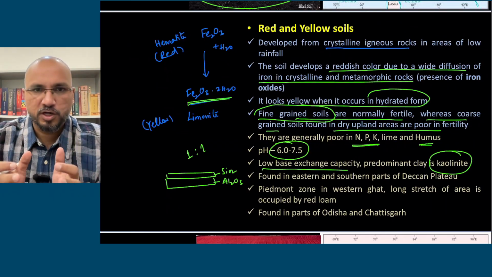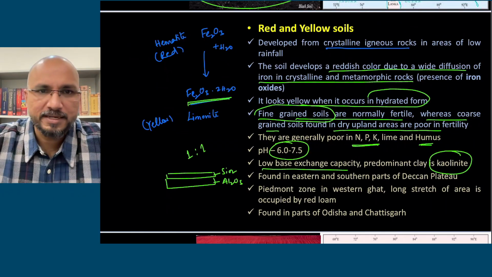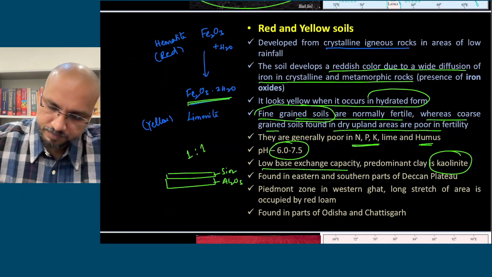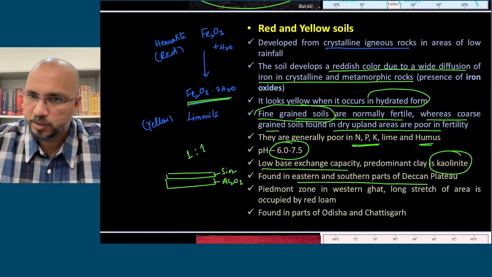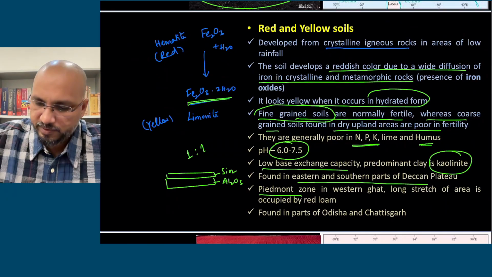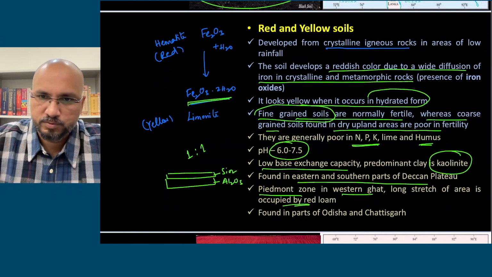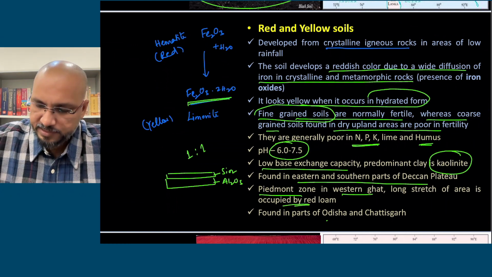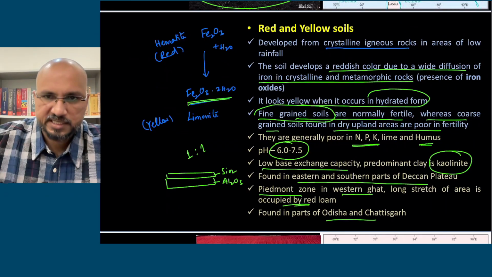Smectite clays they will absorb water and they will swell. Kaolinite में swelling ability नहीं है. They are found in the eastern and southern parts of Deccan Plateau predominantly, ठीक है. And also the foothills, Piedmont zone of the Western Ghats, long stretch of area is occupied by the red loam soil. They are also found in Odisha and Chhattisgarh. तुमको आंध्र प्रदेश में भी मिलेगा, तमिलनाडु में भी मिलेगा, उड़ीसा, छत्तीसगढ़, parts of Maharashtra.